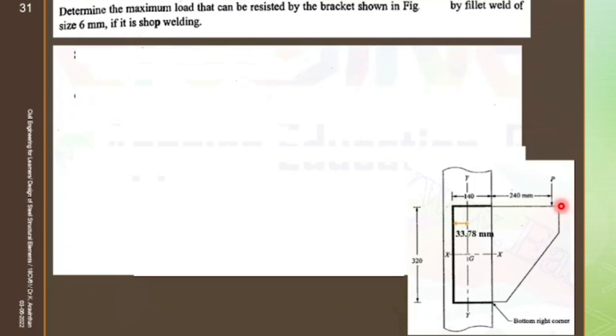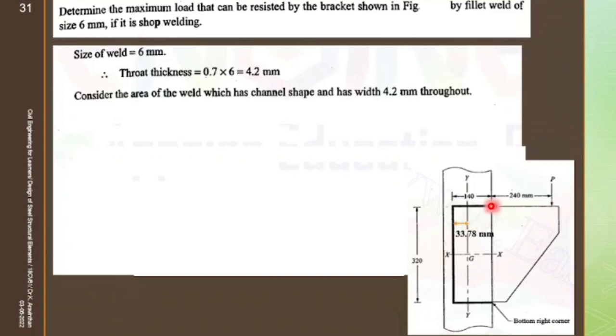Now let us do that. The size of weld is 6 mm, as given. How to find the throat thickness for this? Size is S. Throat thickness is T. How to find T? 0.7 times 6. So 0.7 times 6 is 4.2.